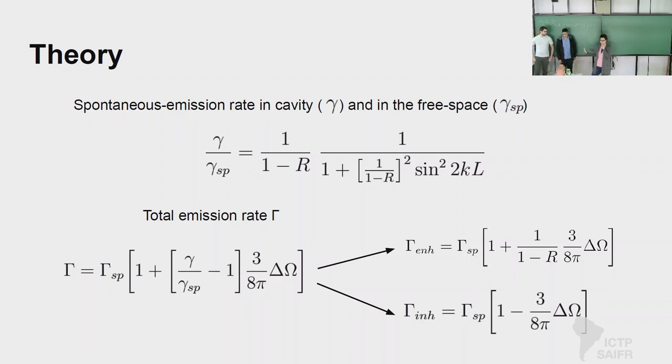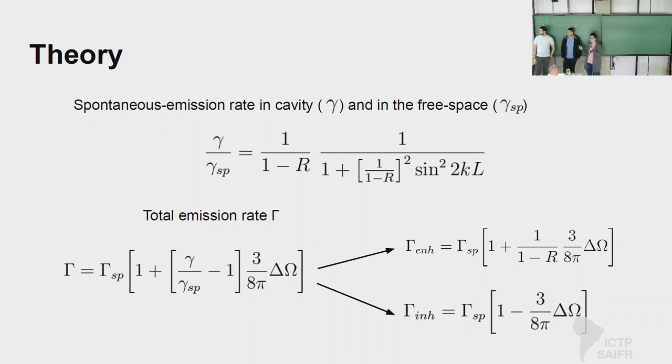When you have a resonator, you can change the rates of spontaneous emission. When you have a confocal resonator, you have degenerate modes that can be excited, which makes it possible to have a different total emission rate. The total emission rate can be written like this, and we can have an upper bound, an enhancement, given by this expression, and the inhibition by this expression.